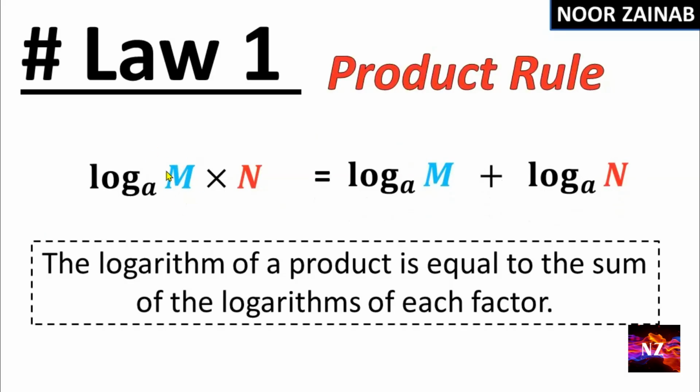So here m and n are two factors which are multiplied with each other and we are taking their log. Here you can notice that the base of the logarithm, which is a, remains constant. Here m and n are factors, so we can say that the logarithm of the product of two factors is equal to the addition of the log of both the factors. For easier understanding, let's solve an example.